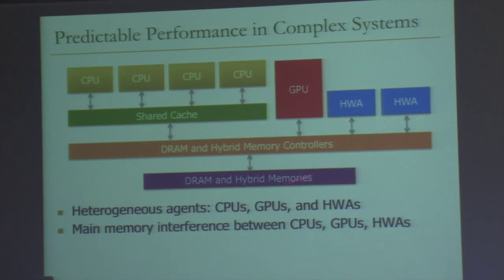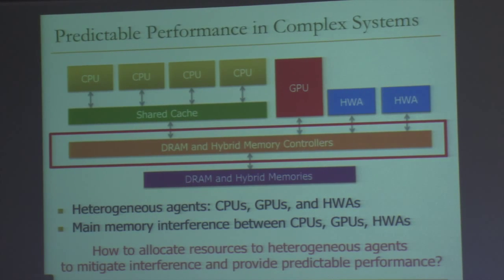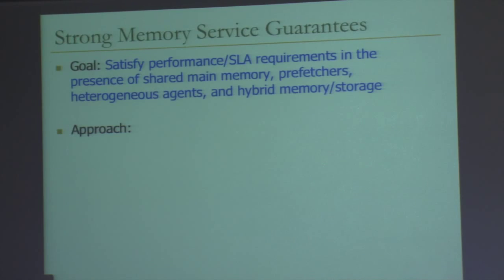Then the key question is, how do you actually provide mechanisms for reducing memory interference between all of these agents in the presence of these multiple memory technologies? How do you allocate resources? Not only memory controller, but also shared cache, perhaps, to provide predictable performance. I think this is a really good problem, and I'd encourage some of you to look into this problem.